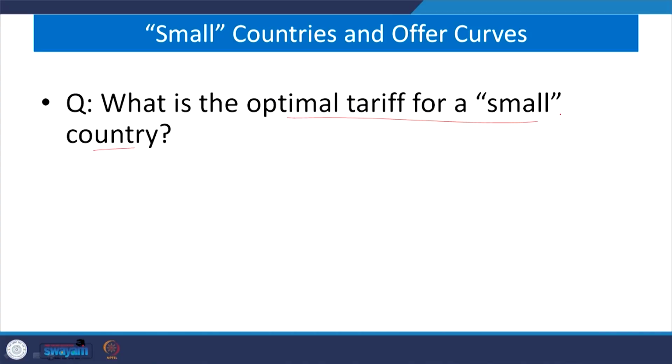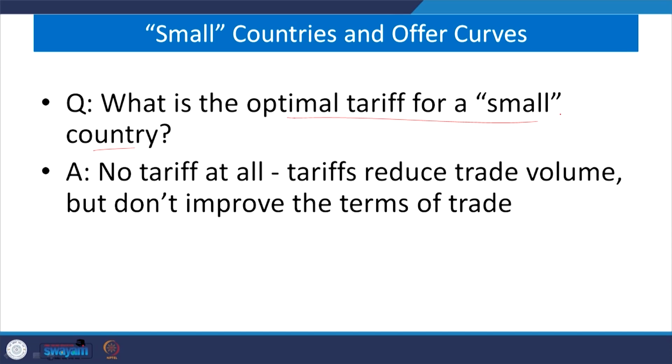Now, in the small country and offer curve context, which have already unfolded, one important question is: what is the optimal tariff for a small country? The first answer is no tariff at all. Tariffs reduce trade volumes, but do not improve the terms of trade. So, small countries should not actually impose tariffs, because it reduces the trade volume.